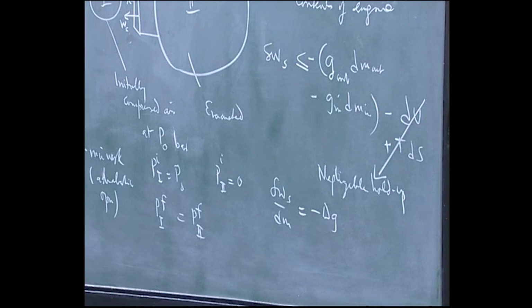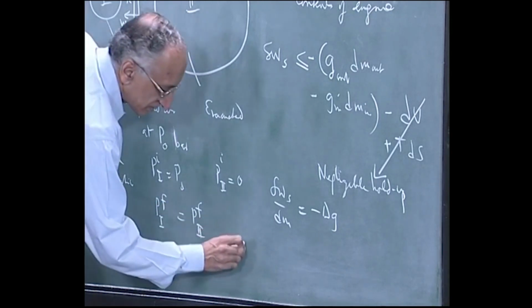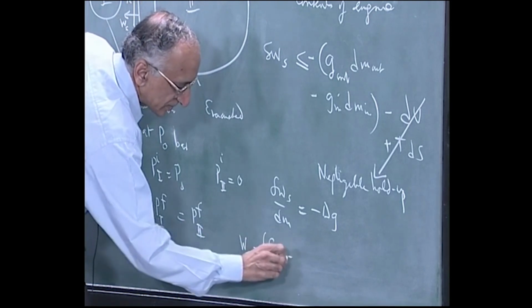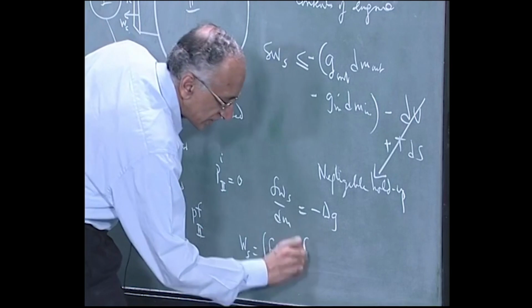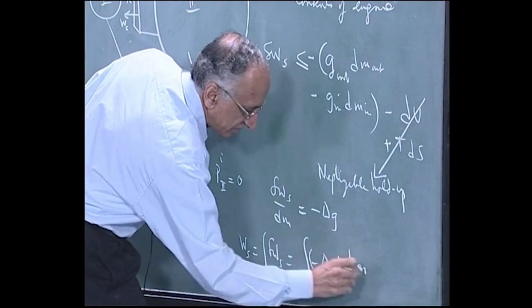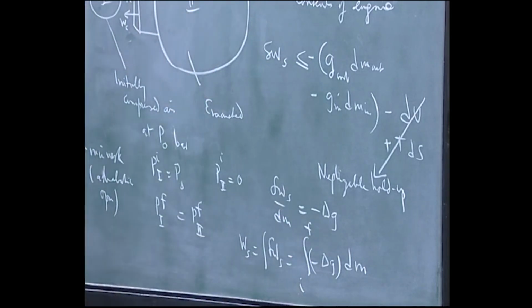In this case I am talking about isothermal operation, which is why I got this result, delta G here. So if I want to calculate Ws, it is simply the integral of delta Ws over the entire thing, equal to the integral of minus delta G times dm from the initial conditions to the final condition.